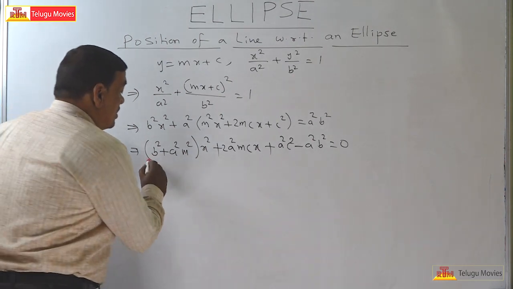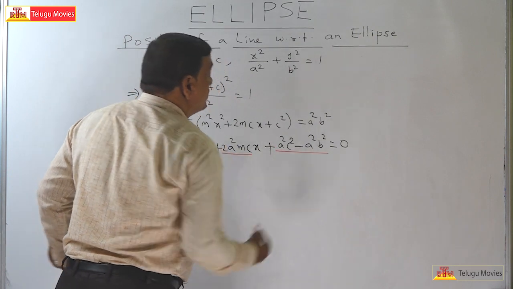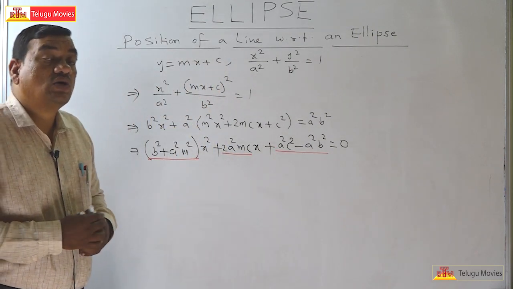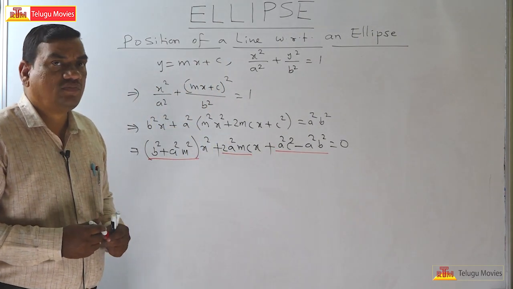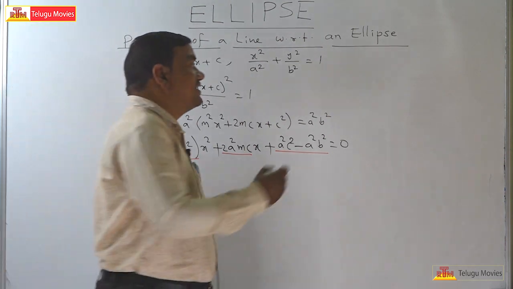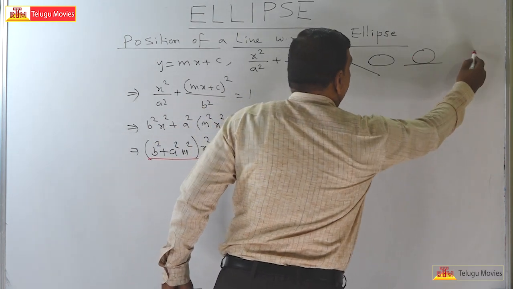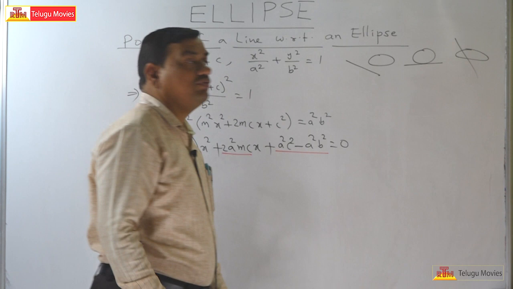That means this is the coefficient of x square, this is the coefficient of x, and this is the constant. So you get a quadratic equation, and depending upon the roots of x, you can decide whether the line does not touch, touches, or intersects the ellipse.